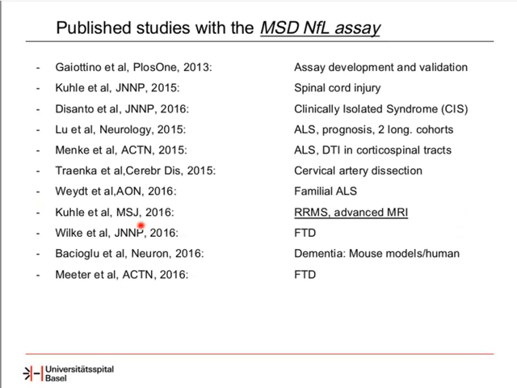When we looked at MS in 2016, we did see that the sensitivity of the MSD assay was not completely sufficient to quantify NF-L in plasma or serum samples of multiple sclerosis. So this was also an important starting point to switch towards the Simoa technology.